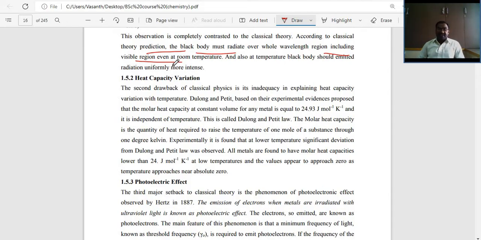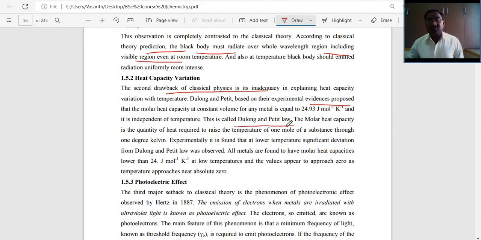Next thing, heat capacity variation. The second drawback of classical physics is its inadequacy in explaining heat capacity variation with temperature. Dulong and Petit, based on their experimental evidence, proposed that the molar heat capacity at constant volume for any metal is equal to 24.93 Joule per mole per Kelvin, and it is independent of temperature.